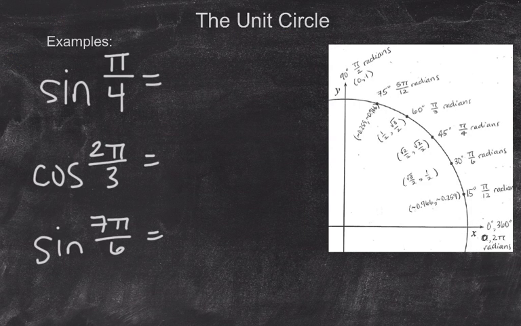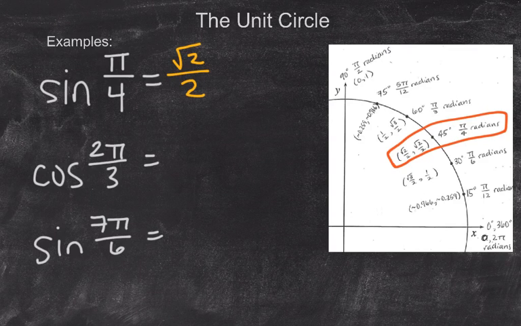So I have a couple examples here. The sine of pi over 4 is in our first quadrant, so I'm just looking at this information here. Sine is the y-coordinate, and in this case x and y are the same, so I can evaluate this to be the square root of 2 over 2.